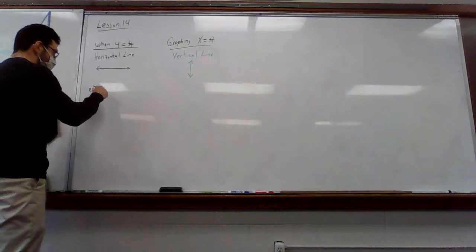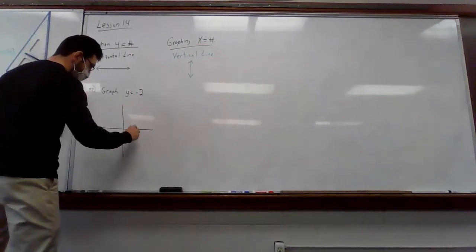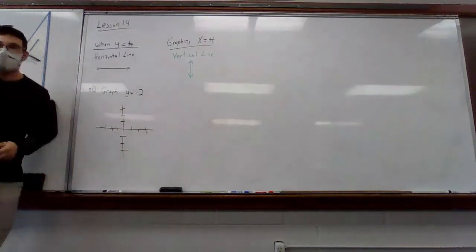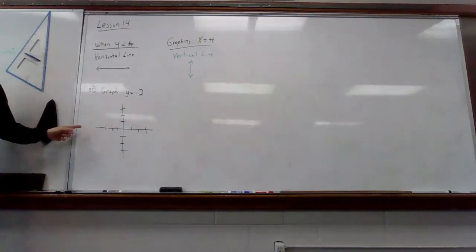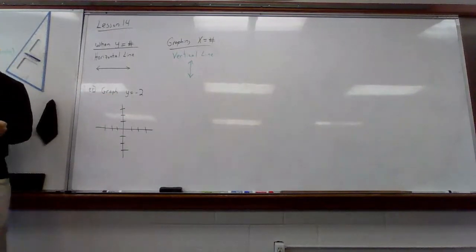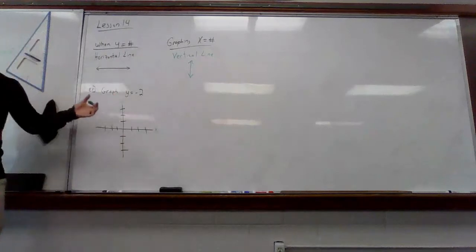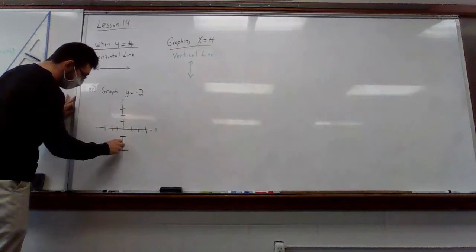Here's our example. It's going to say graph y equals negative 2. I want to put a point where y equals negative 2. Will I go up? Will I go left? Will I go right? Will I go down to find where y equals negative 2? Remember, this is my x-axis. This is my y-axis. So which direction do I need to go to put one point where y equals negative 2? Good. Down on the y-axis. Y equaling negative 2 is right there.